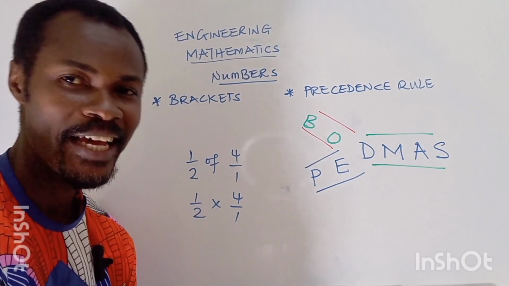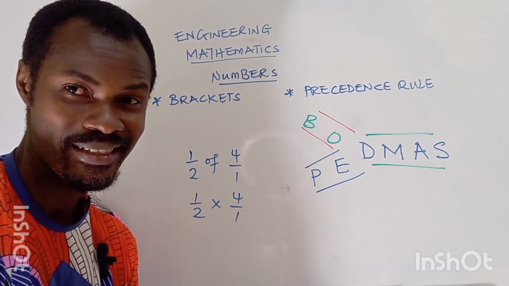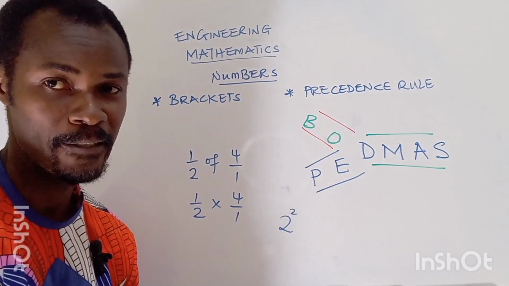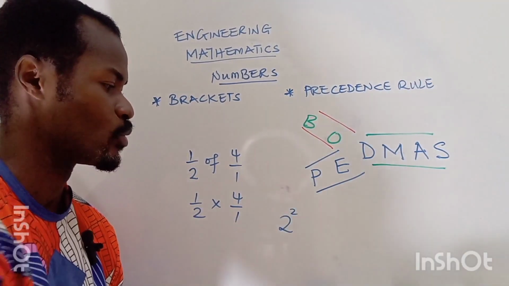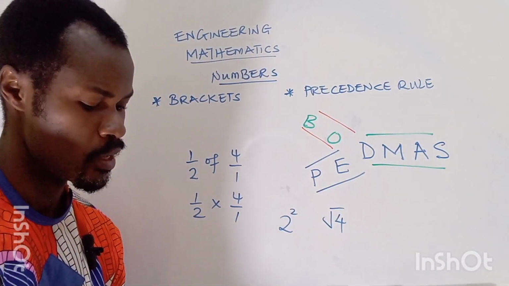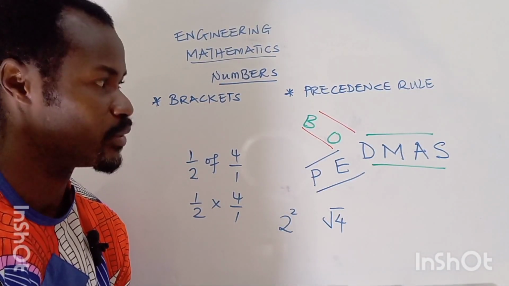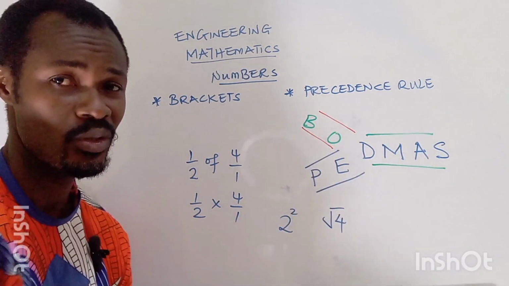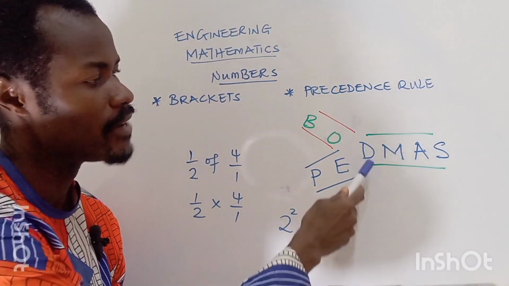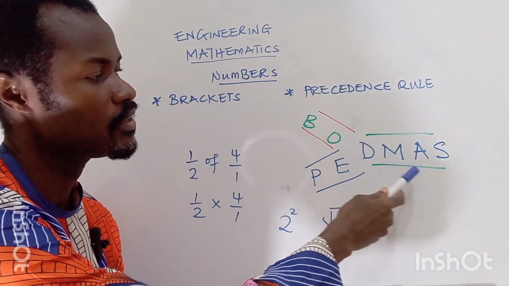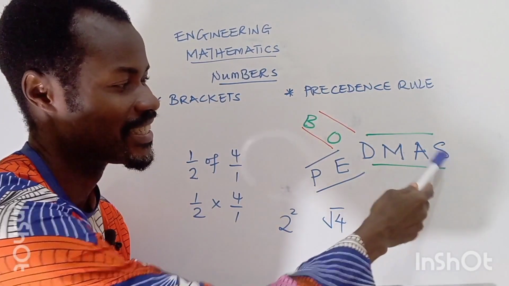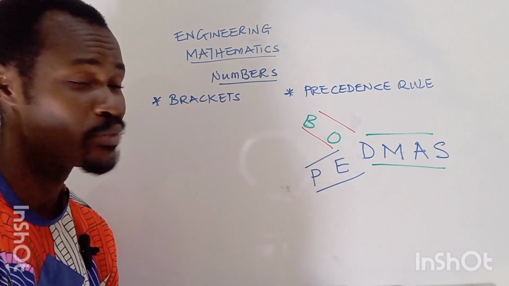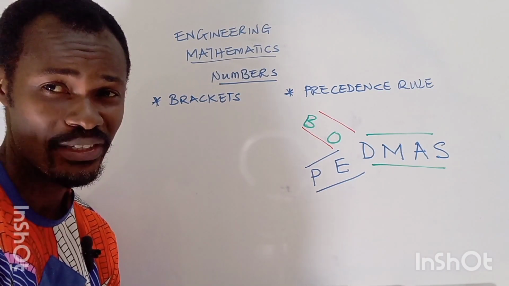E is for exponential, or what we call powers. For instance, if I write 2 raised to the power of 2. Sometimes we can also say square root of 4. So whenever you're dealing with equations in math that have to do with the basic operations, you have to follow these orders. Then D is for division, M is for multiplication, A is for addition, and S is for subtraction. I'm going to apply the precedence rule to solve a simple problem.